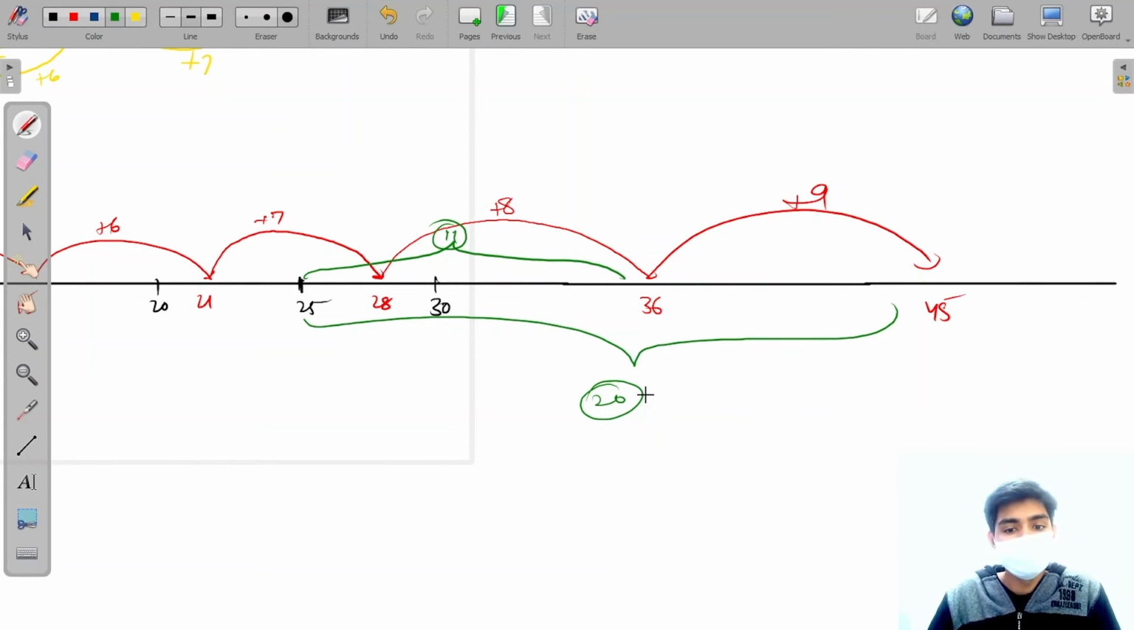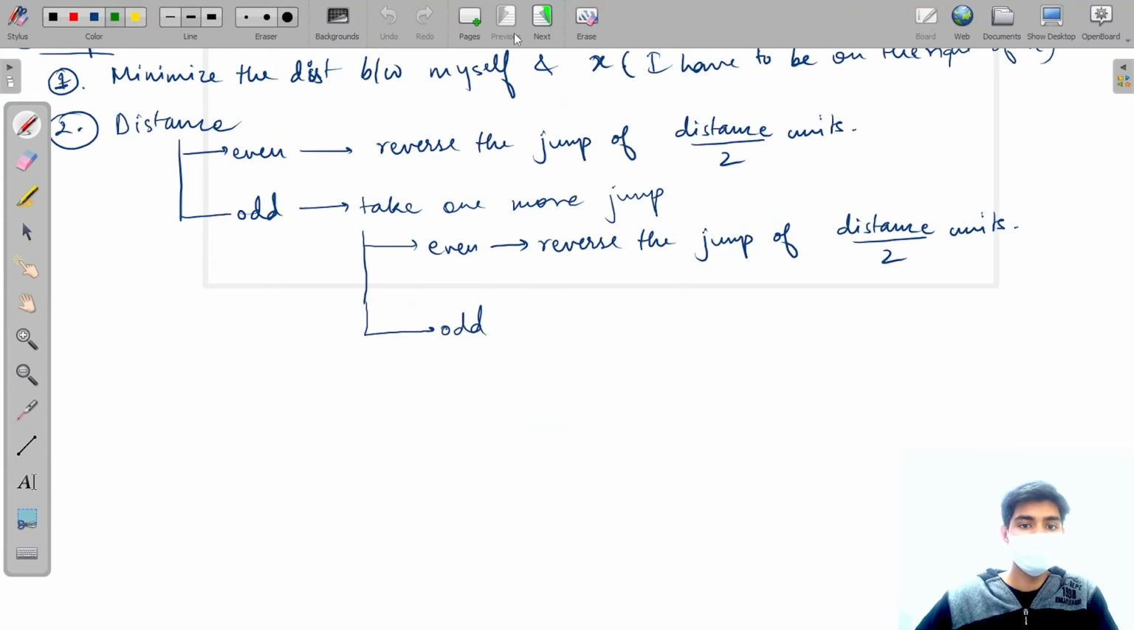So I'm saying that now this distance comes out to be even, right? So if it is even, then we already know how to solve the question, right? If the distance is even, then I already know how to solve this question. So after I take one more jump, I'm saying that if it was odd, then I took one more jump, and if it is odd again, I take one more jump, right?